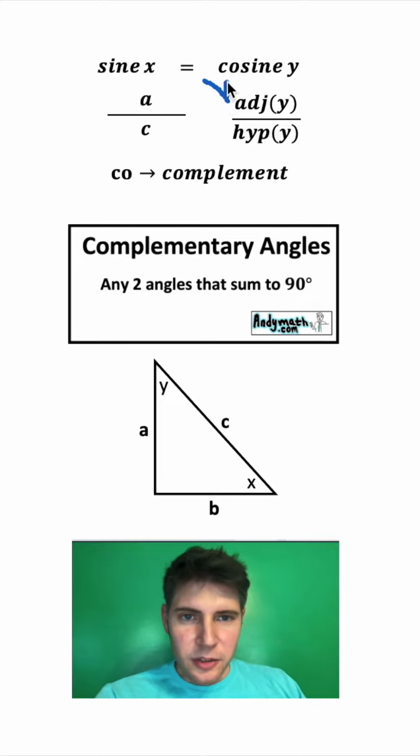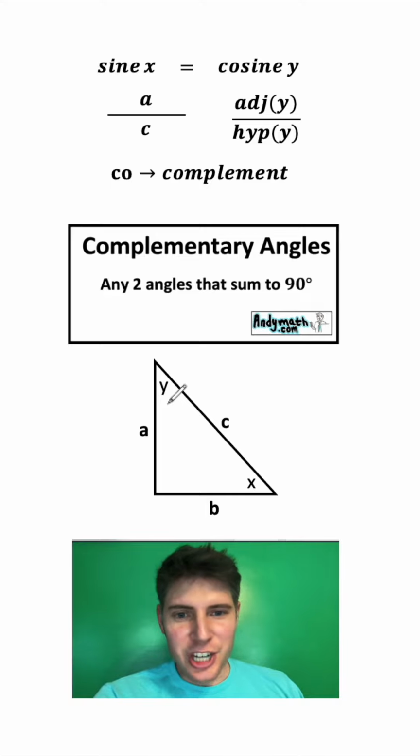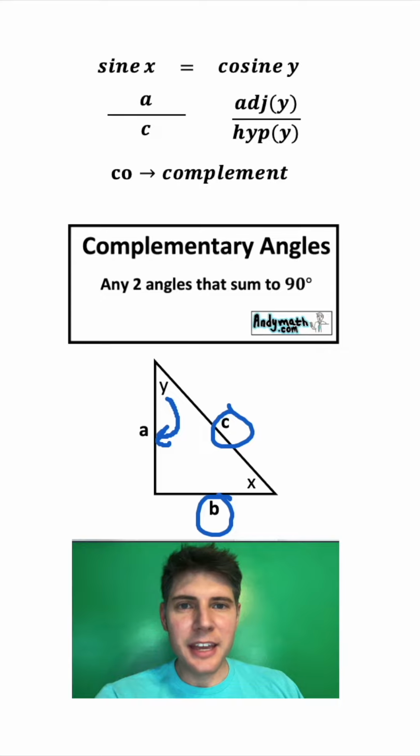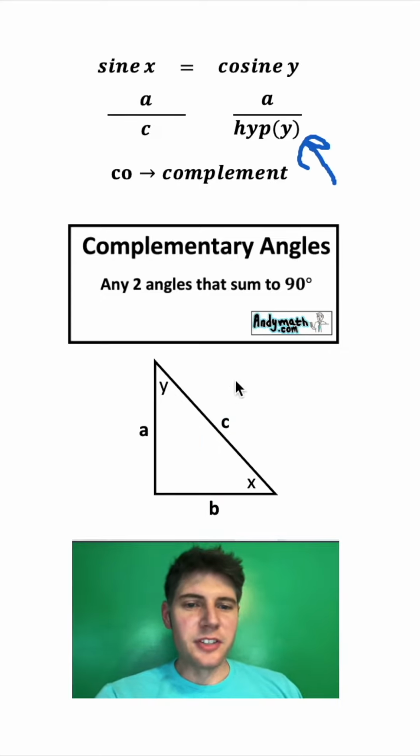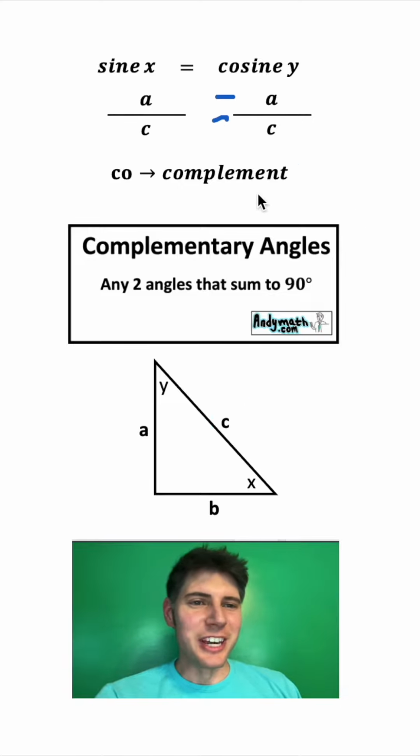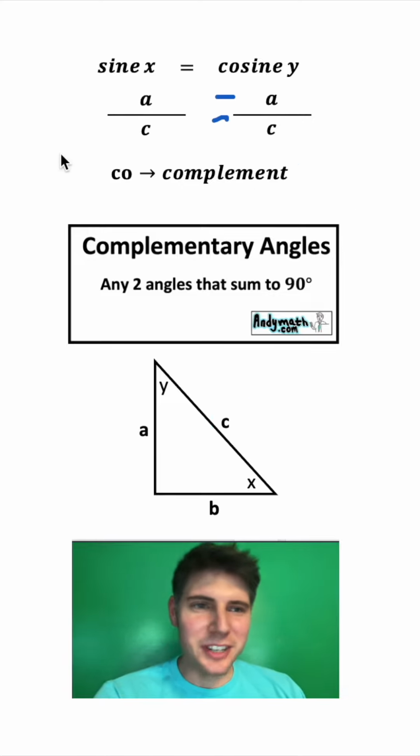And now let's do this. What is the adjacent of Y? So now if we look at angle Y, the side that's adjacent to it is A. B is opposite, C is the hypotenuse, and A is the adjacent side. So this right here is going to be an A. And then the hypotenuse is still just C. A over C is equal to A over C. Therefore, the sine of X must equal the cosine of Y.